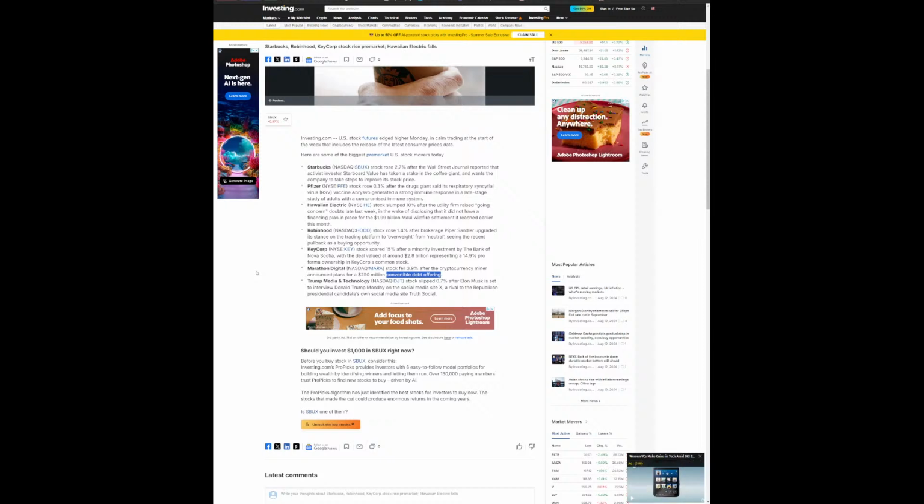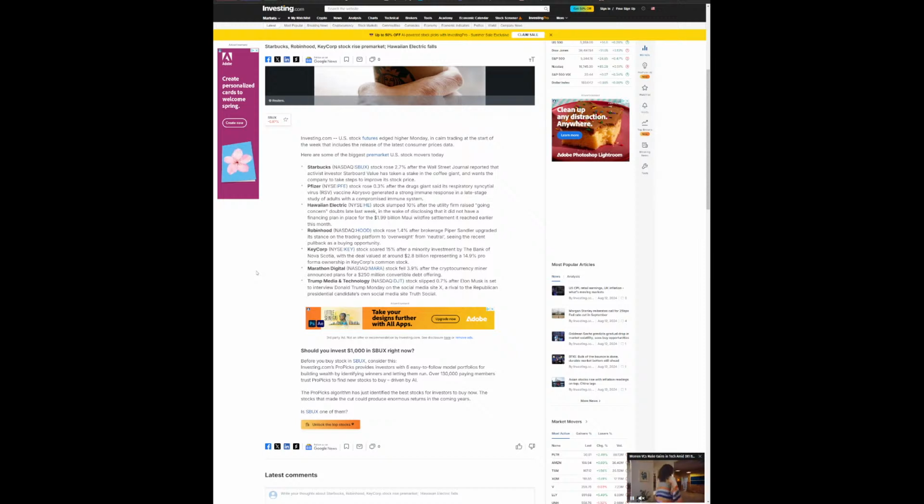Hawaiian Electric, that stock slumped 10%. The utility firm raised going concern doubts late last week in the wake of disclosing that it did not have a financing plan in place for the $1.99 billion Maui wildfire settlement. Hood stock rose 1.4% after the brokerage Piper Sandler upgraded its stance on the trading platform to overweight from neutral. And Marathon Digital stock fell 3.9. I told you after that convertible debt offering.